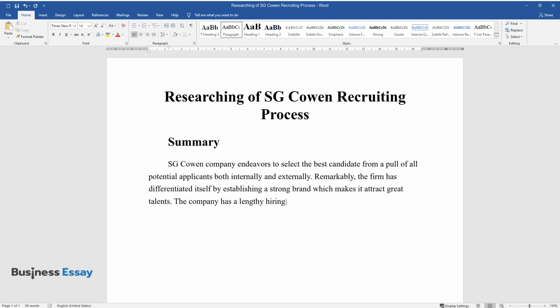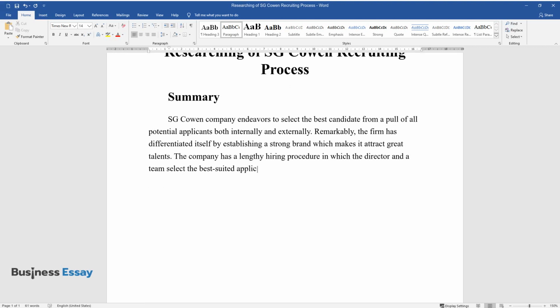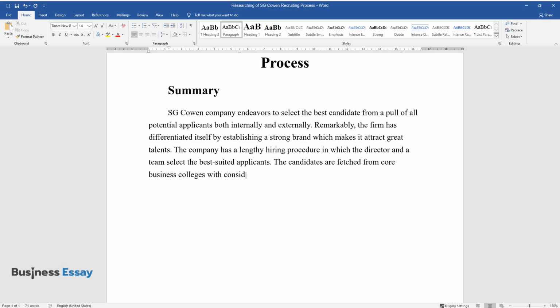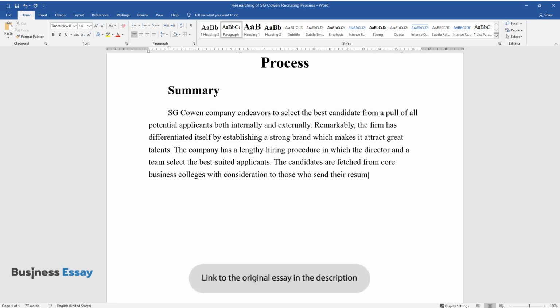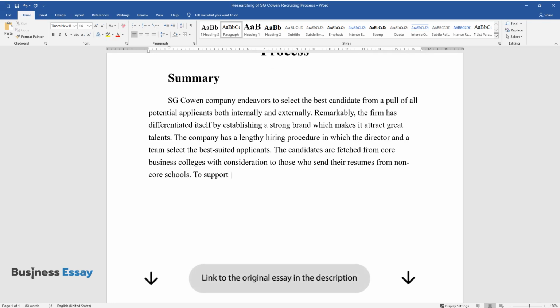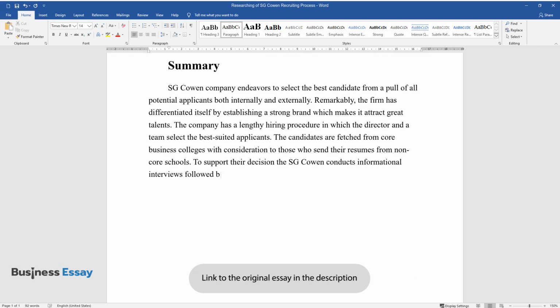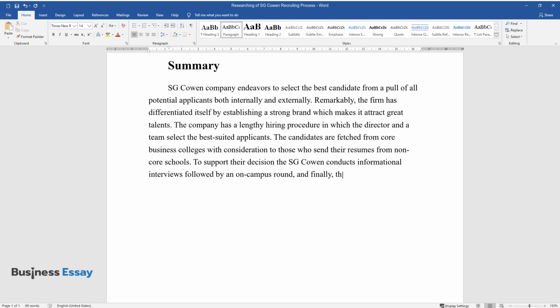The company has a lengthy hiring procedure in which the director and a team select the best suited applicants. The candidates are fetched from core business colleges with consideration to those who send their resumes from non-core schools. To support their decision, the S.G. Cowen conducts informational interviews followed by an on-campus round, and finally, the Super Saturday.